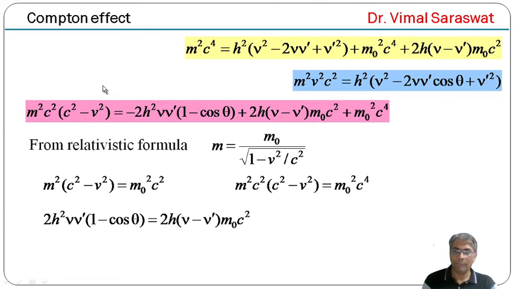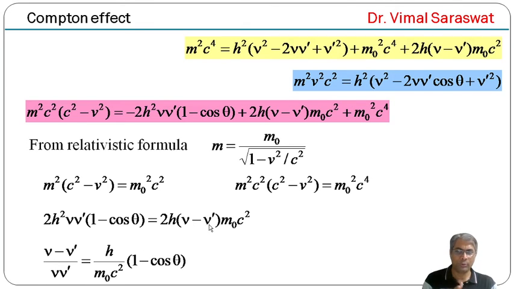Now we replace m²c² into (c² minus v²) by m₀²c⁴. So m₀²c⁴ and m₀²c⁴ will be cancelled out. So we get 2h²νν' (1 minus cosθ) is equal to 2h(ν minus ν')m₀c². So we get this equation. Now 2 and 2 will be cancelled out. h and 1h will be cancelled out.